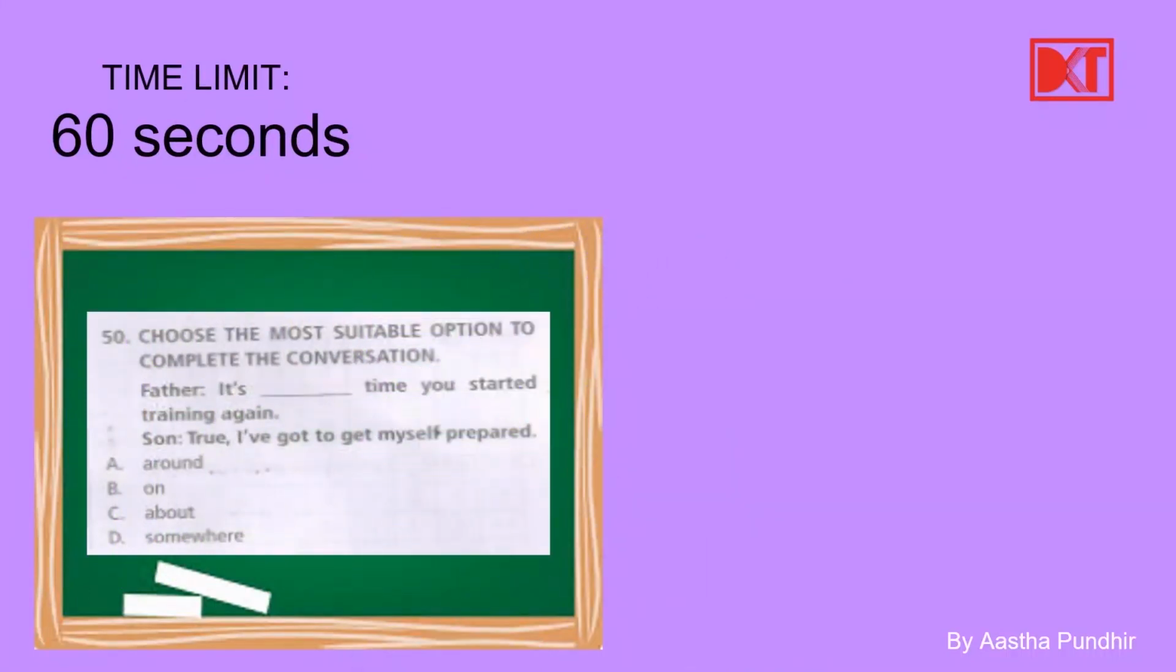Alright, so here choose the most suitable option to complete the conversation. Father: it's dash time you started training again. Son replies, true, I've got to get myself prepared. The options are A, it's around time you started training again. B, it's on time you started training again. Or C, it's about time you started training again. Or D, it's somewhere time that you started training again. Here the correct answer is it's about time. Now we use the phrase it's about time when it is high time that something should start happening. High time means it is the correct opportunity and the right condition to start that particular thing. Alright, so we use it's about time.